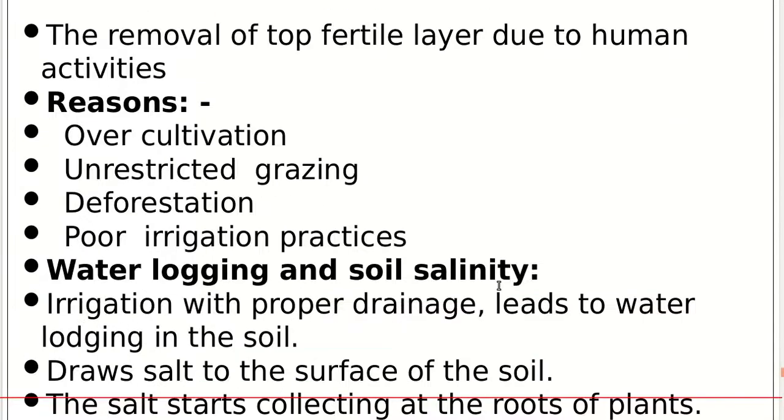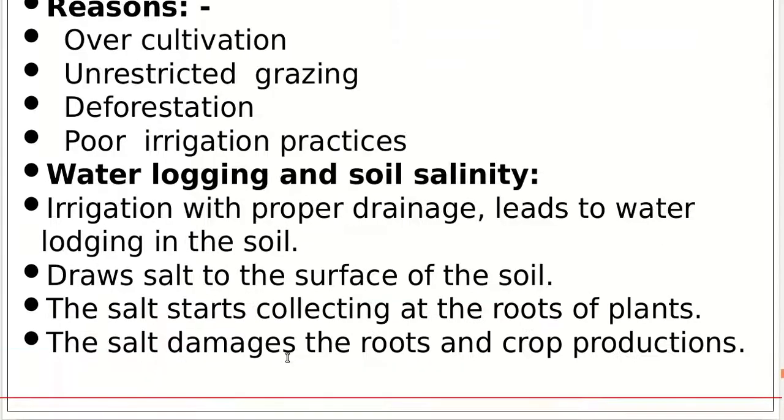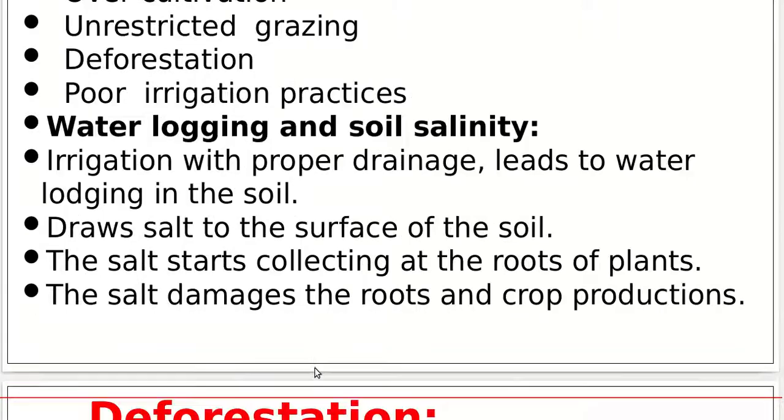Next, waterlogging and soil salinity. Irrigation without proper drainage leads to waterlogging in the soil. It draws salts to the surface of the soil. The salt starts collecting at the roots of plants. The salt damages the roots and crop production. So that is the effect of waterlogging and soil salinity on plants.